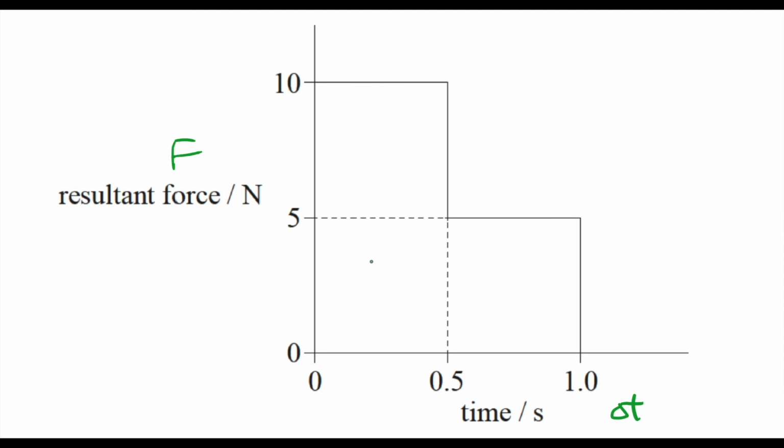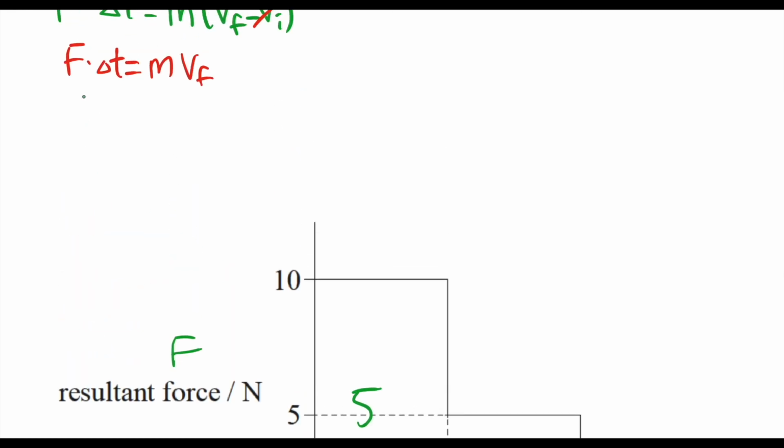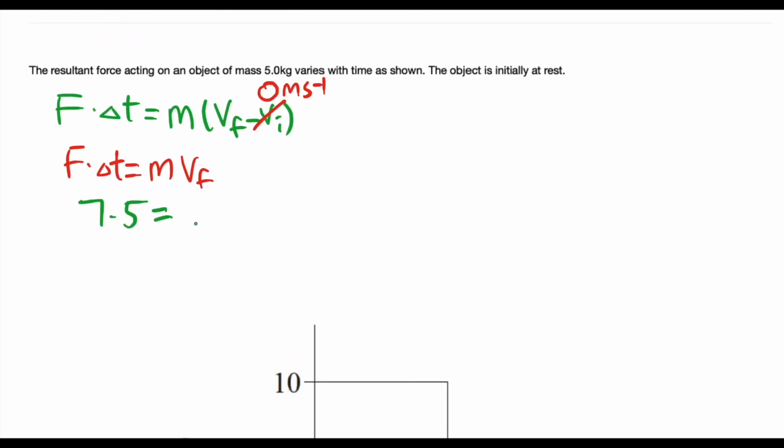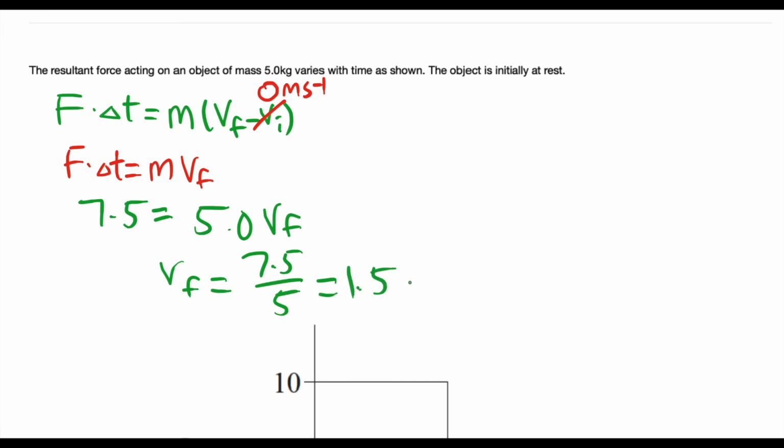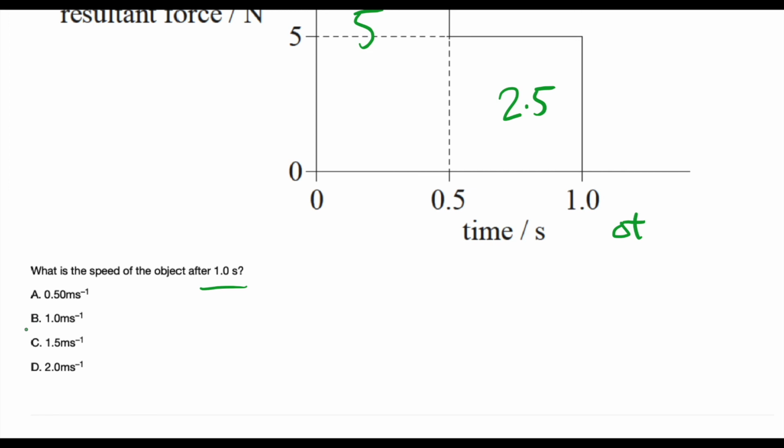So this here is equal to 0.5 times 10, which is equal to 5. Here is equal to 0.5 times 5, which is equal to 2.5. So the total area is going to be 7.5. So 7.5 is equal to mass times final velocity, and the mass is 5.0. So final velocity is going to be equal to 7.5 over 5, which is equal to 1.5 meters per second. So C is the answer.